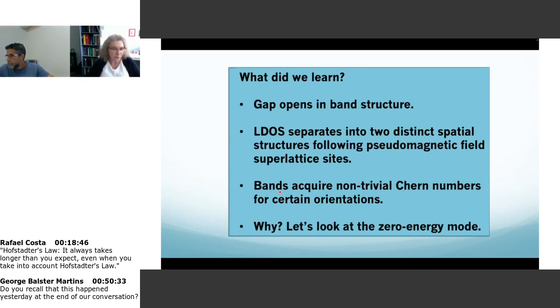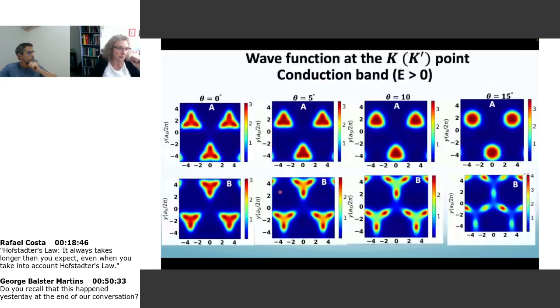This is the part of the problem that took us much longer and confused us for a long time, until we realized that one way to look at the question is to analyze what happens with the wave function that exists at the K and K prime points of graphene, which is the gamma point in the superlattice. This wave function sits at zero energy. And if you remember, I mentioned that the zero energy Landau level was very peculiar to graphene. So let's see what happens to this wave function as we move the orientation from 0 to 15 degrees.